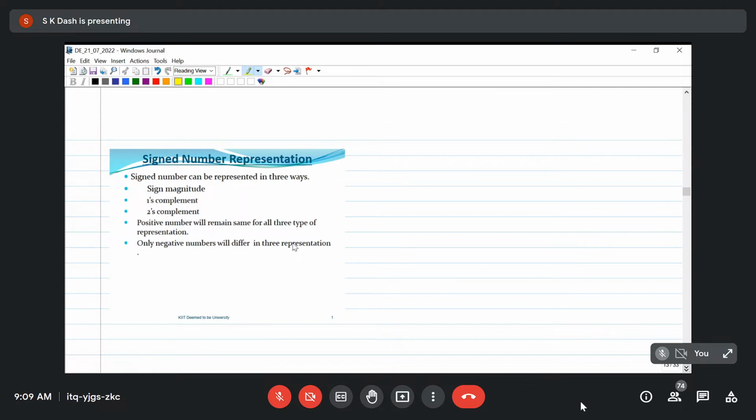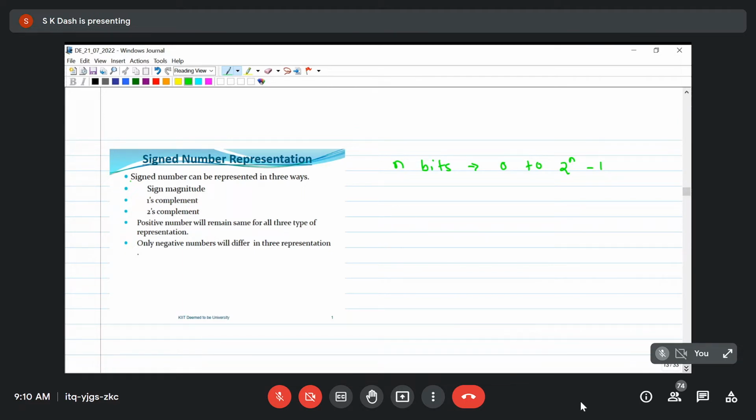So the signed number, before going into that, last class we also discussed unsigned numbers. We discussed that using n number of bits, we can represent from which number to which number, minimum to maximum: 0 to 2 to the power n minus 1. So with the help of n number of bits, we can represent up to this. We'll see later, using signed numbers, from which to which number we can represent.